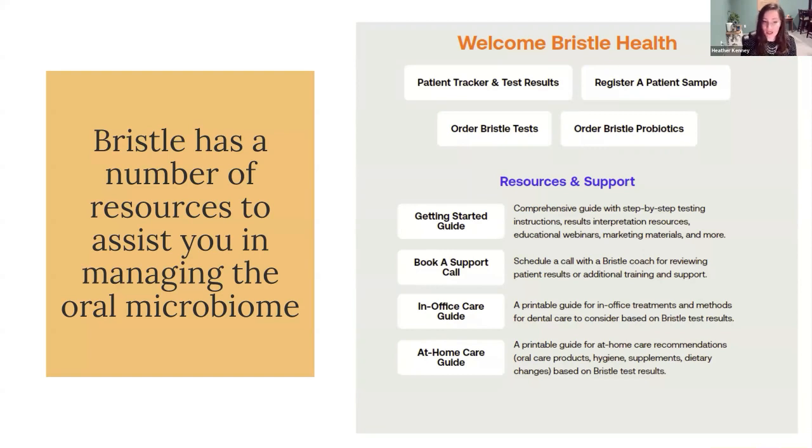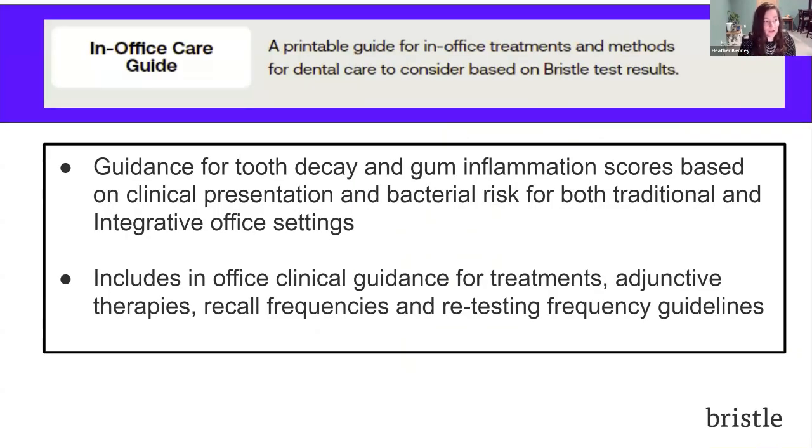And then we do have in-office care guides and at-home care guides that give you guidance with disease presence and the bacterial risk, and kind of gives you ideas of how to approach your patients. So we'll give you guidance for tooth decay and gum inflammation scores based on the clinical presentation and the bacterial risk in both traditional and integrative. So we recognize that we have traditional dentistry who's using traditional methods. Maybe you're using lasers and adjunctive therapies, subgingival irrigation. And then we have the integrative side where we would include the ideas of using ozone and laser and more holistic products.